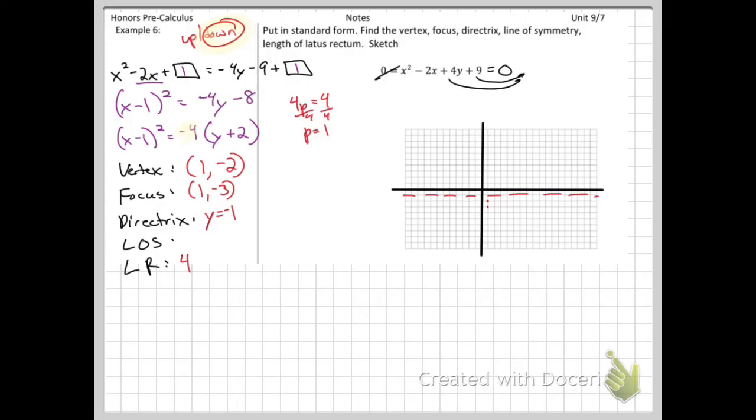Then I know my LR is 4, so I'm going to split it in half equally. 2 left of my focus, 2 right of my focus, and that's my parabola. Line of symmetry, if you love to draw it, it won't be drawn on multiple choice test questions, just so you know. X equals 1. This one was going down. It had x squared, and notice all the x's have the same answer.